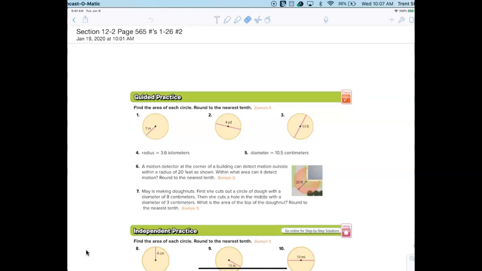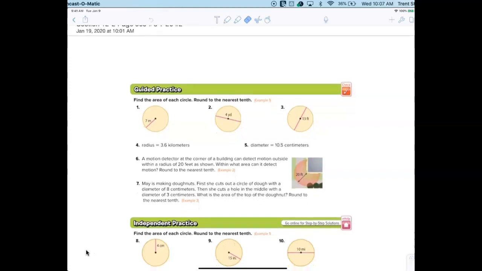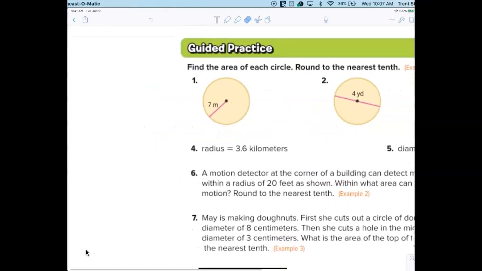The first thing we have to do today is remember what the formula for area of a circle is. Remember, it's not going to be given to you. So area of a circle at the top is, who remembers? Yes, exactly correct. A equals pi r squared.